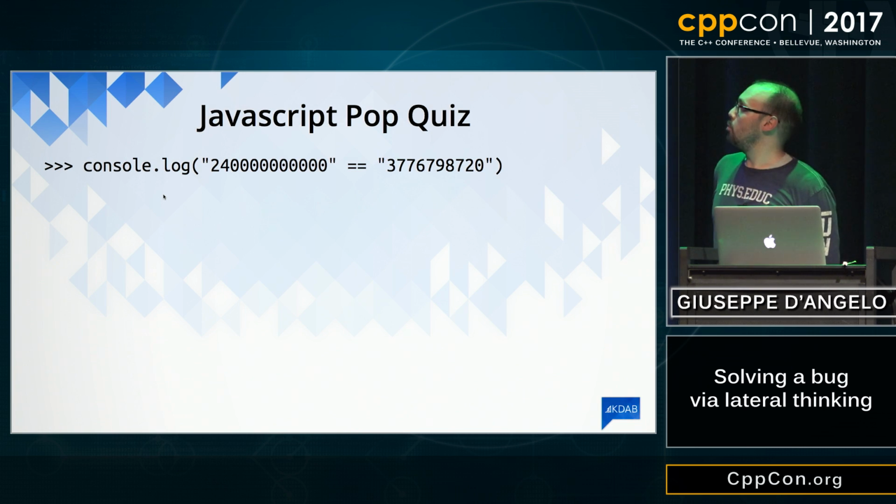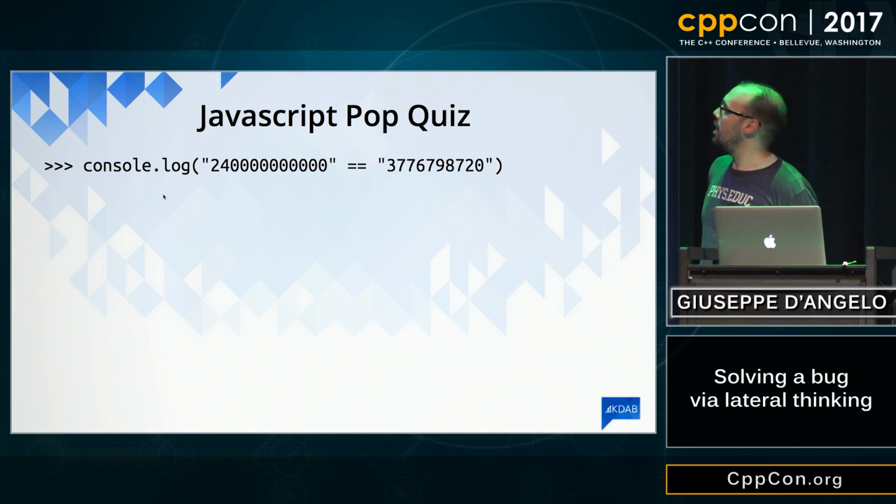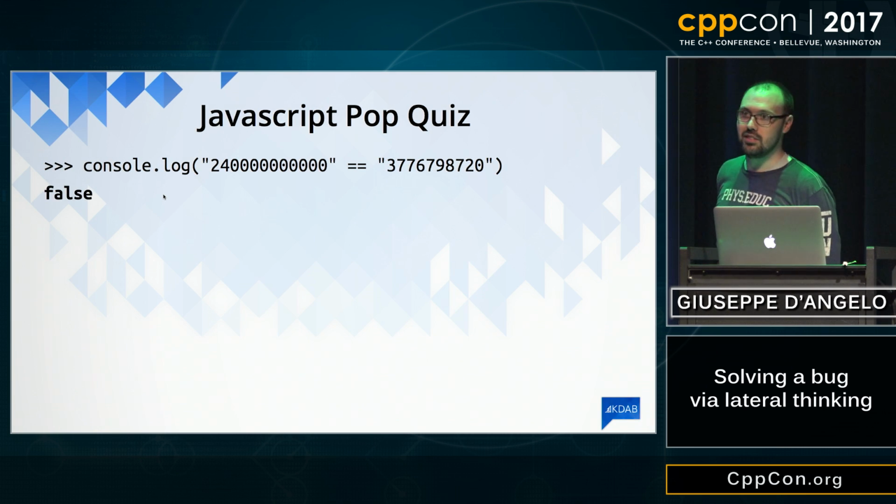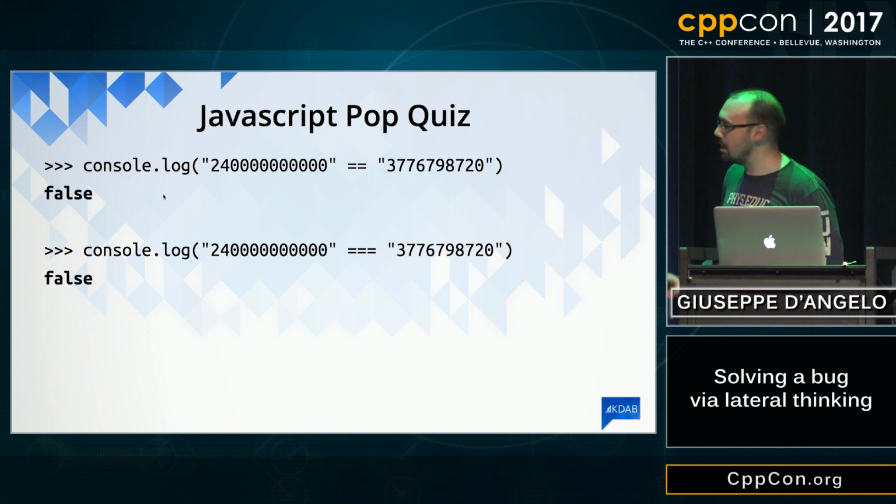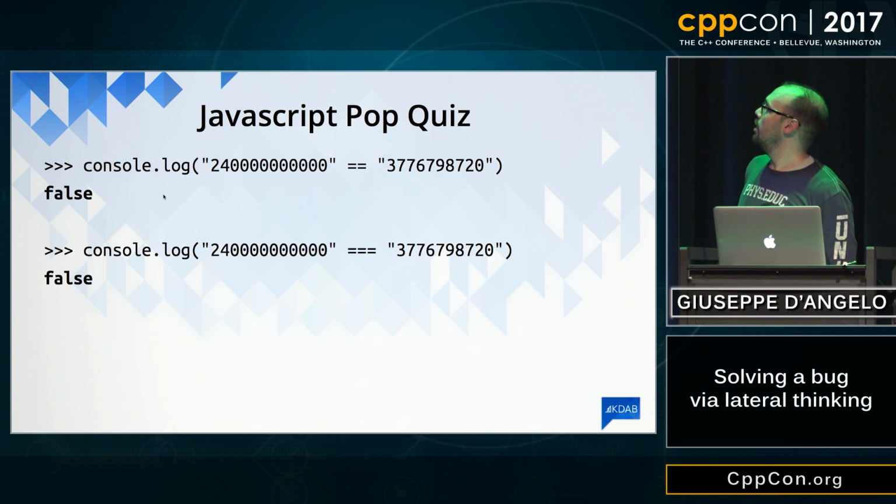So, in JavaScript, what happens if you try to print that? That's nothing surprising, it's a string comparison and output the result. And yes, those two strings are not the same string, that's false. And if you're really good at JavaScript, you may notice that's a double equal operator. JavaScript has also a triple equal operator, but that's still false, don't worry about that. So, yeah, everything is fine.